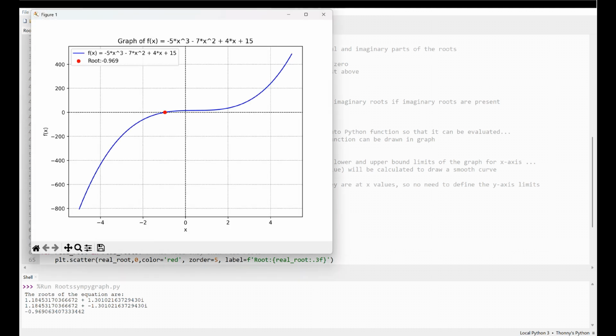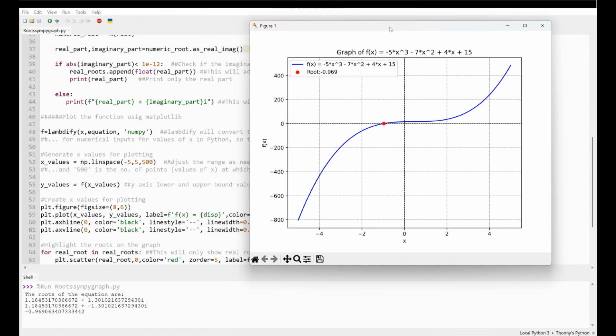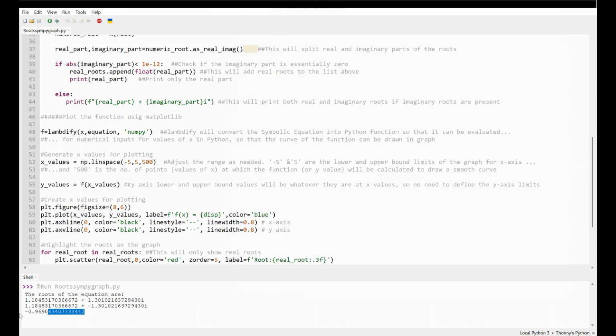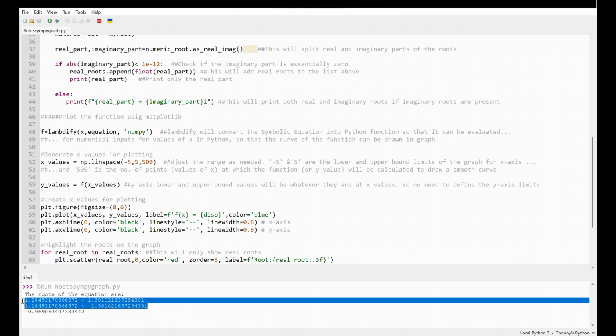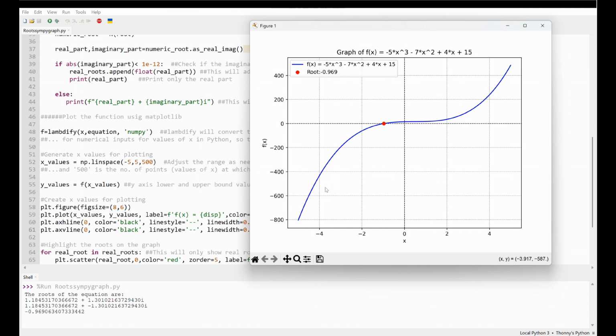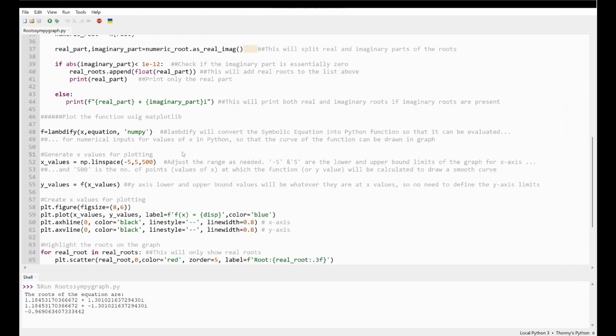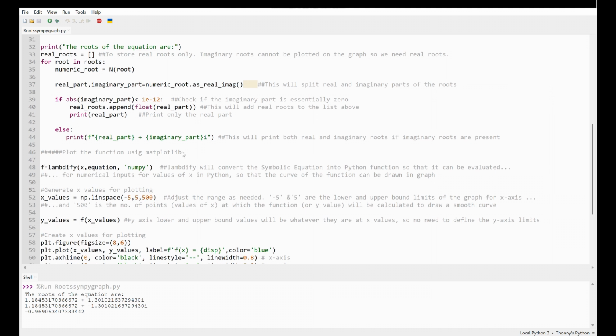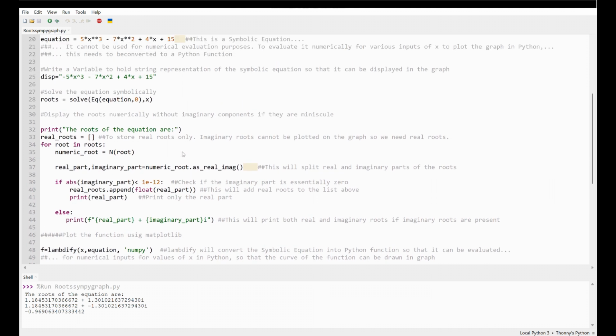So we've got 3 roots plus a smooth curve with the title on the graph, and with the root as a red dot, which is the only real root, -0.969. If there were 3 real roots, Python would have given 3 real roots plotted on the curve with 3 red points. Oh, something is not right. So the graph title says minus 5x cubed, but it's actually 5x cubed.